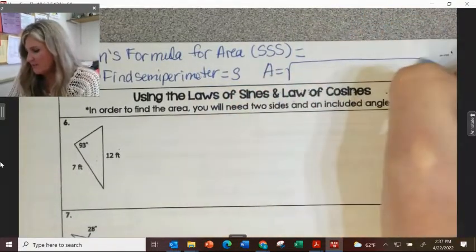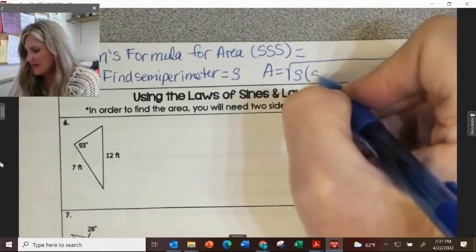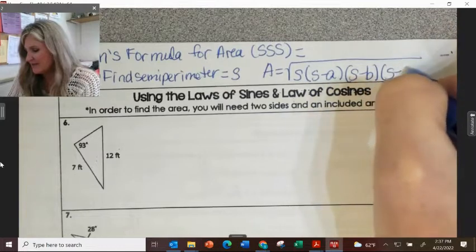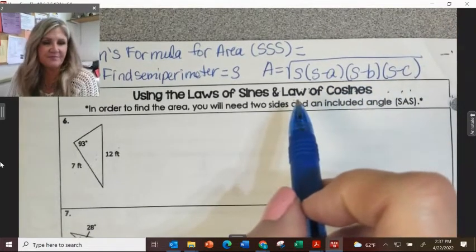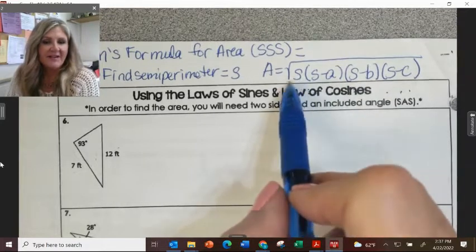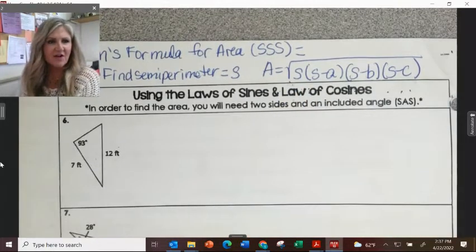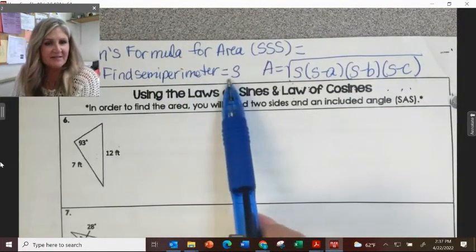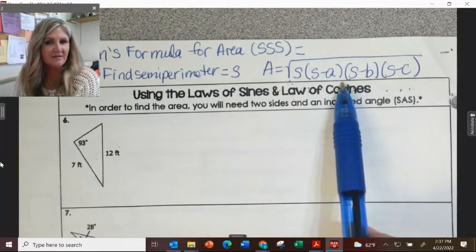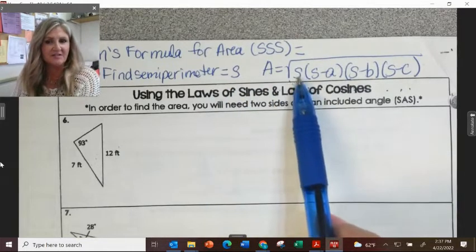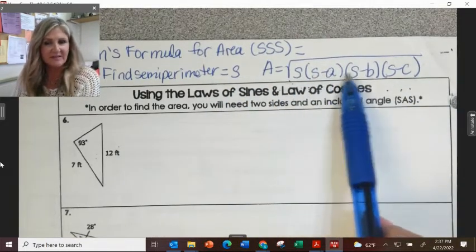It's going to be the square root of s times s minus a times s minus b times s minus c. The reason I like this formula better than using the law of cosines is because the law of cosines, finding angles, is pretty difficult to do. And it's pretty easy to find the semi-perimeter and then use this formula. Okay, so does everybody understand the formula? You find the semi-perimeter, half the perimeter, and then it's just the square root of s times s minus a, s minus b, s minus c. Let me show you on a problem.